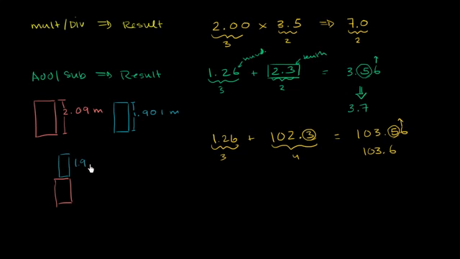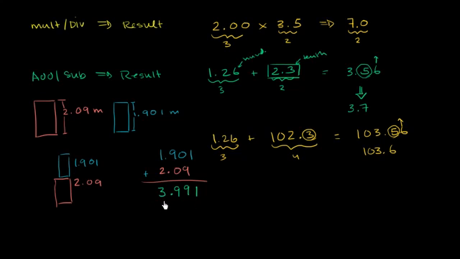You would add the 1.901 plus the 2.09. So let me add those up. If you take 1.901 and add that to 2.09, you get 1 plus nothing is 1. 0 plus 9 is 9. 9 plus 0 is 9. You get the decimal point. 1 plus 2 is 3. So you would get 3.991.